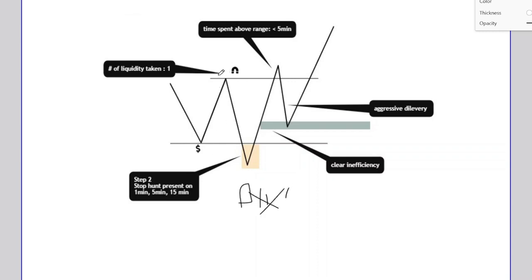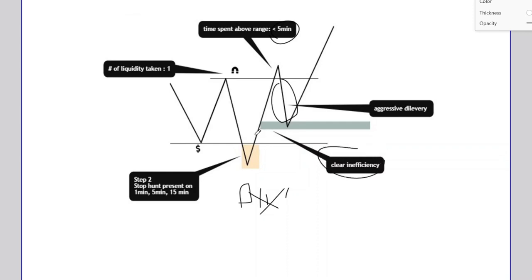We also need one level of liquidity taken, and I'm going to explain this in a little bit. One level of liquidity taken. The amount of time spent outside of the range should be less than 5 minutes. This is extremely important. I would want an aggressive delivery heading to my entry. So I would want an aggressive price moving towards my entry in a rush. And I would want to see a clear inefficiency.